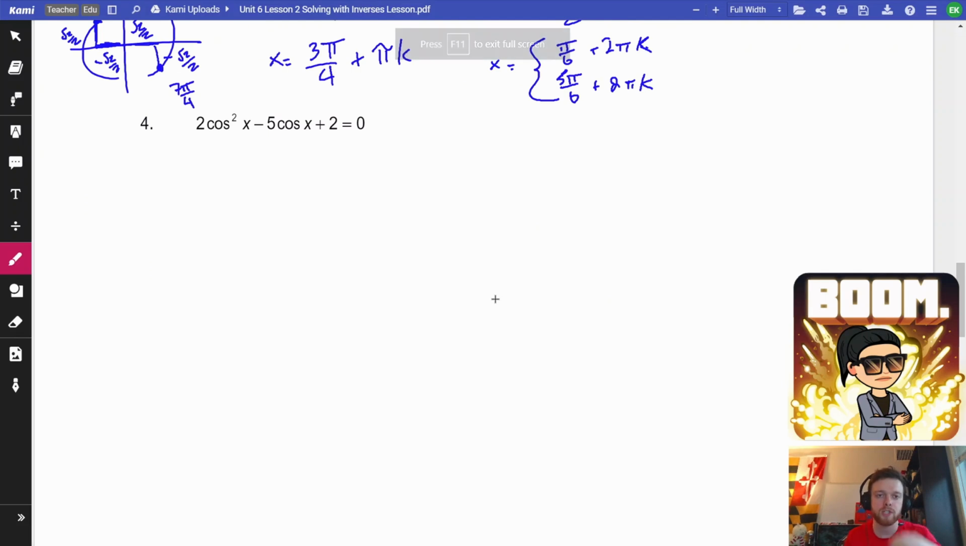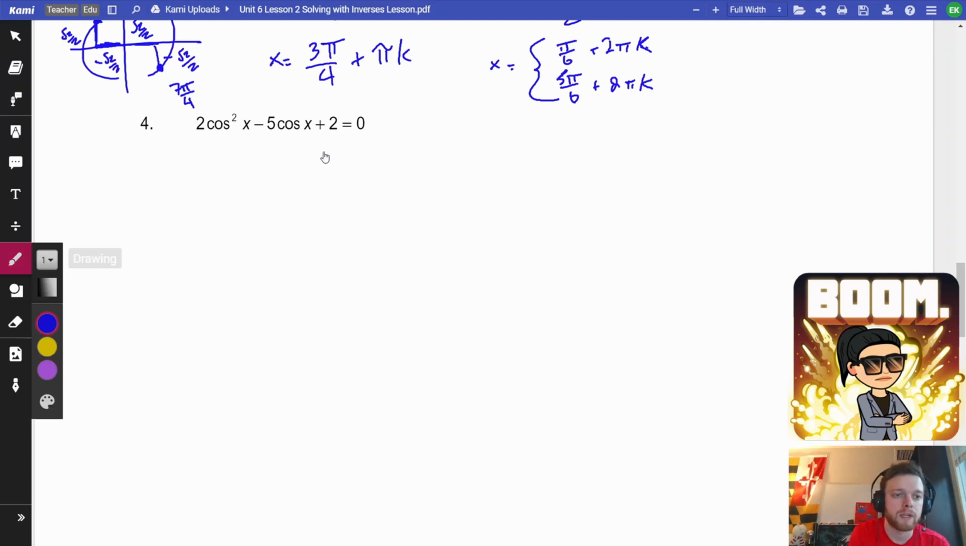All right, so you can always check your answers with Desmos. 2 cosine squared x minus 5 cosine x plus 2. You could graph that and see when that graph is 0. See when it intersects the x-axis. But let's solve it algebraically. That's the goal here in this video.